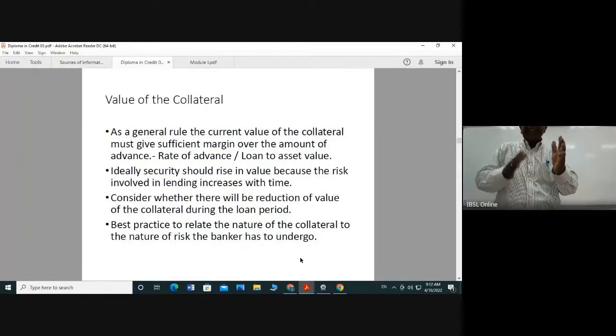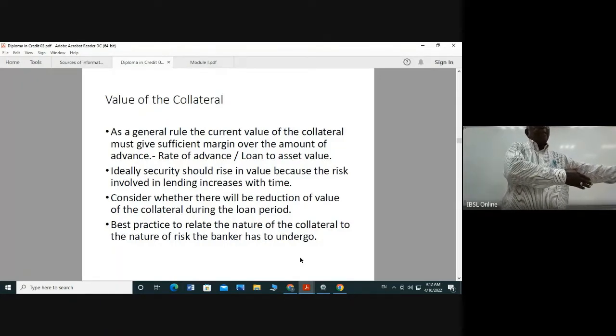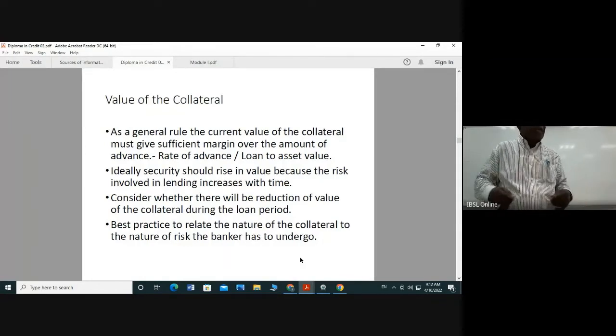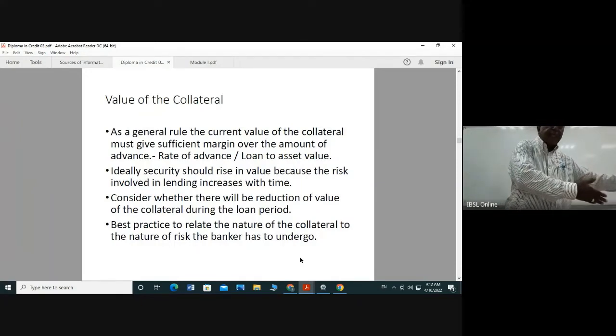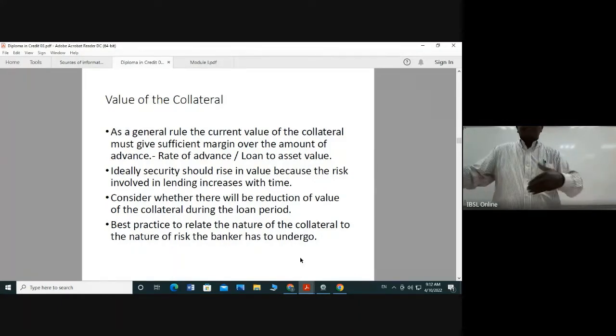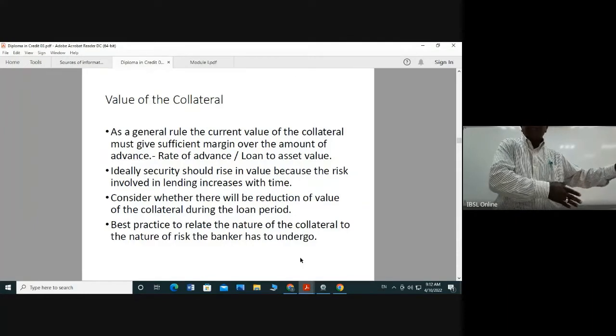Best practice is to relate the nature of the collateral to the nature of the risk the banker has to undergo. What does it mean? Whether the nature of the risk is a short-term risk or a medium-term risk or a long-term risk. To match that, you must select the collateral. If it is a short-term loan, yes, you can accept a guarantee. If it is a medium-term loan, okay, you can accept a collateral like machinery or a vehicle. If it is a long-term loan, then obviously you must get a valuable property as collateral, land or building.